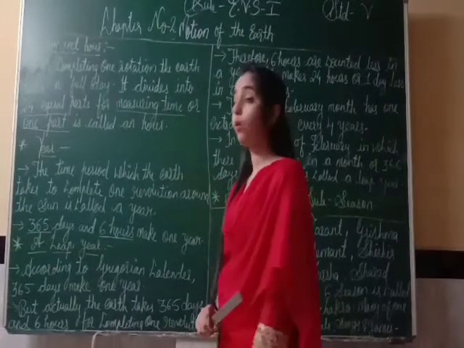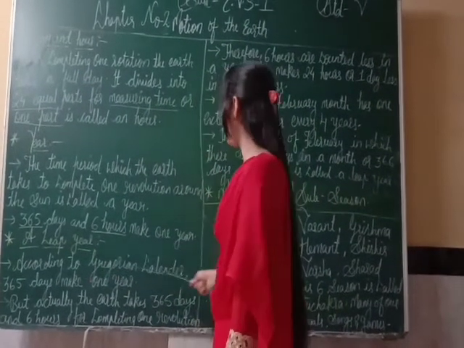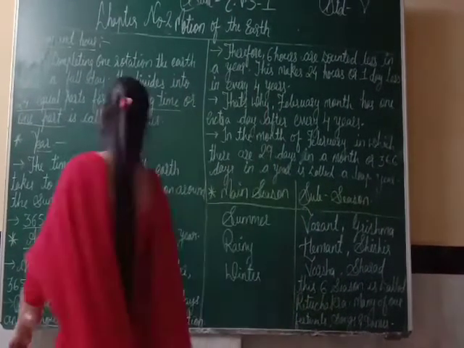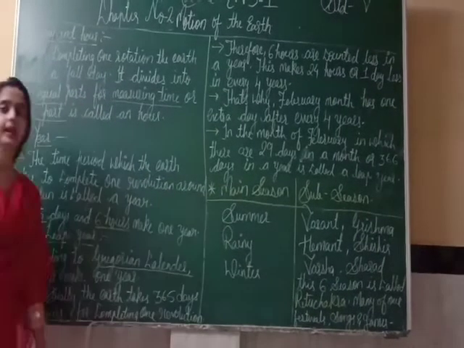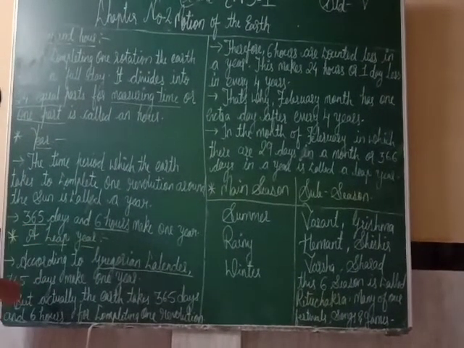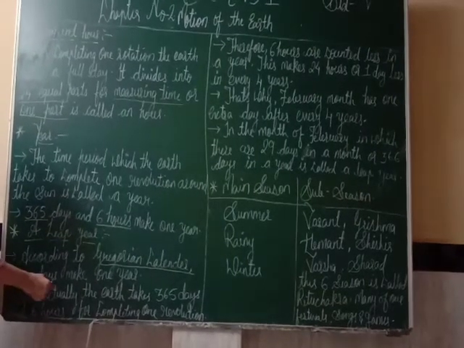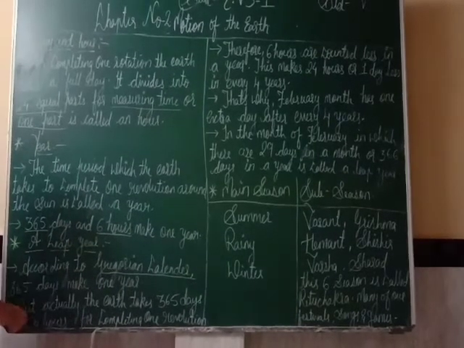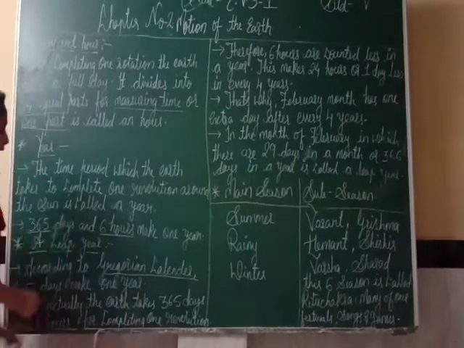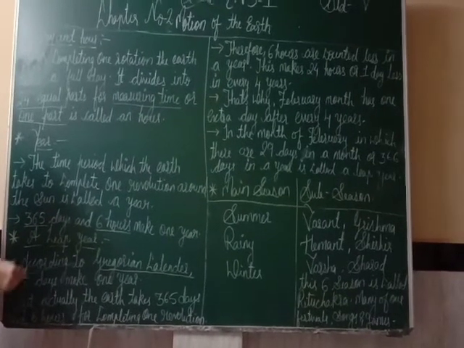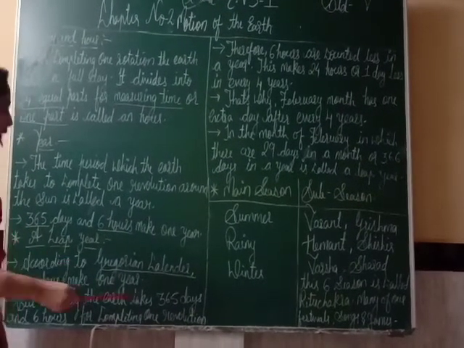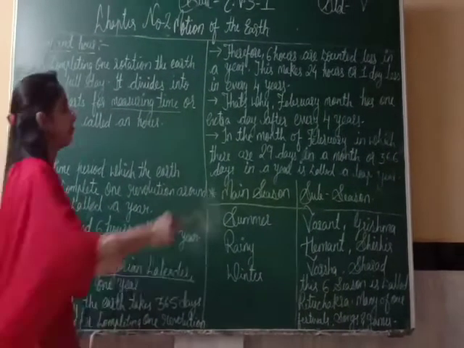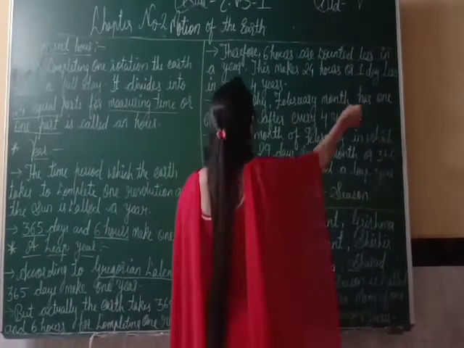A leap year. Now what is a leap year? According to the Gregorian calendar, 365 days make 1 year. Gregorian calendar means the calendar which we use in our house. So according to that calendar, we have 365 days for completing 1 year. But actually the earth takes 365 days and 6 hours for completing one revolution. We calculate as 365 days, but according to the earth's revolution, the actual time is 365 days and 6 hours. Therefore, 6 hours are counted less in a year.